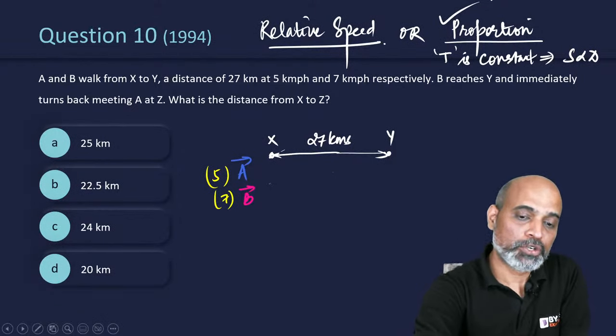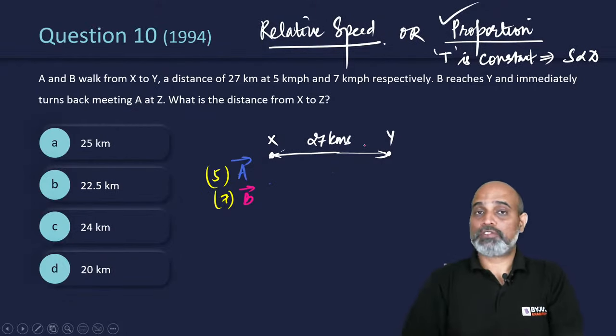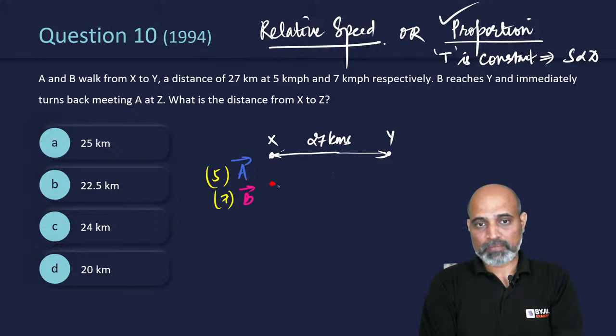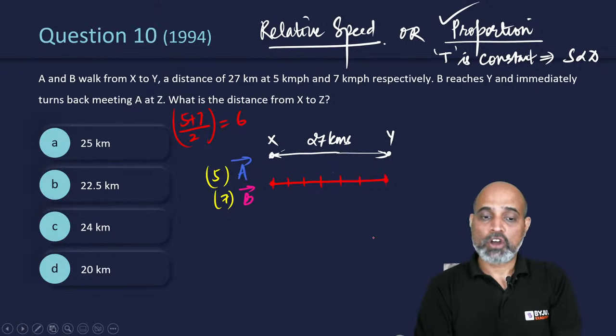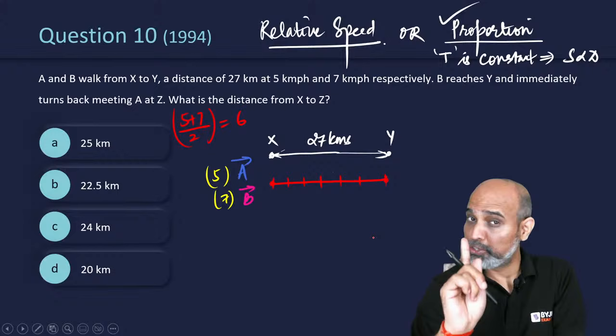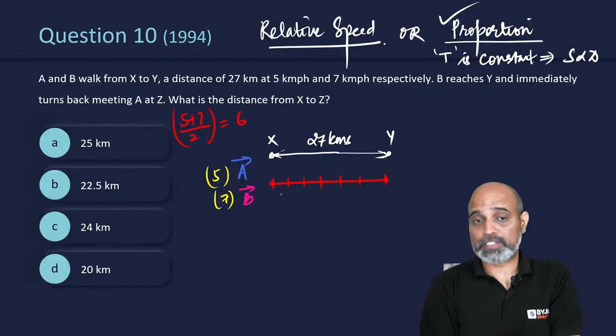So what I'm going to do right now is solve it properly. So मैं क्या करने वाला हूं, मैं इस पूरे distance को average of 5 and 7 में divide करने वाला हूं. So I'm going to divide this into 6 equal parts. These are 6 equal parts. Out of these 6 equal parts, B is going to cover 7 and A is going to cover 3. So 1, 2, 3, 4, 5, 6.